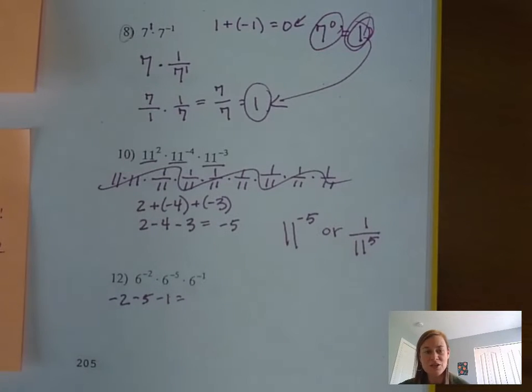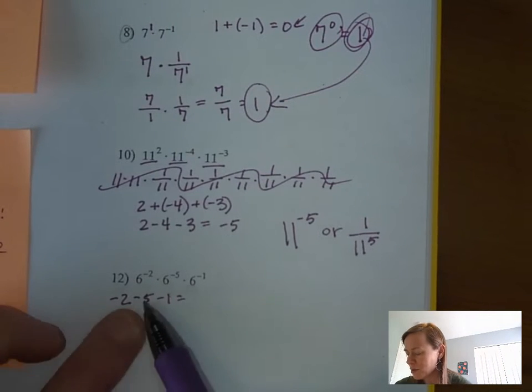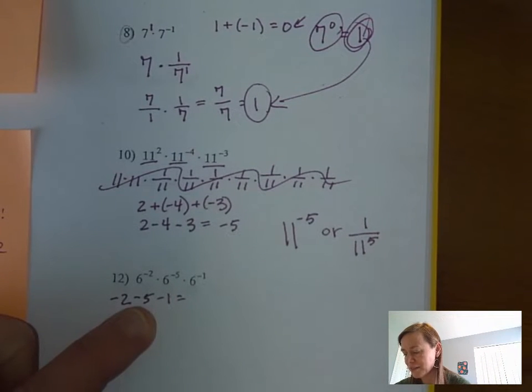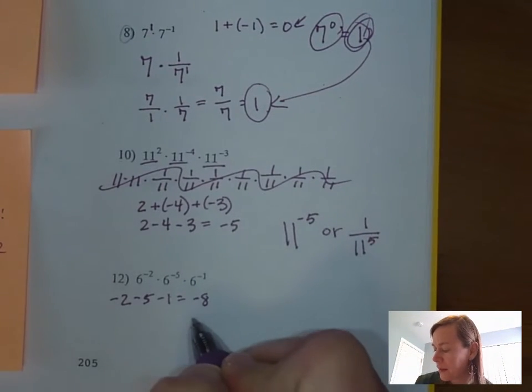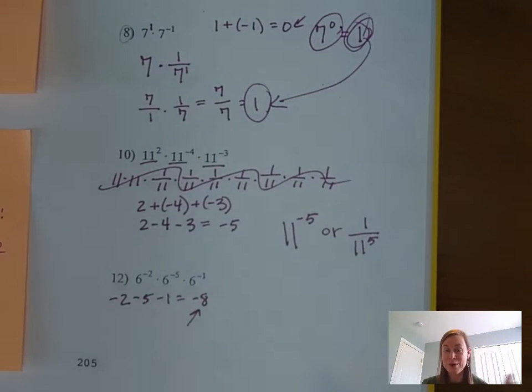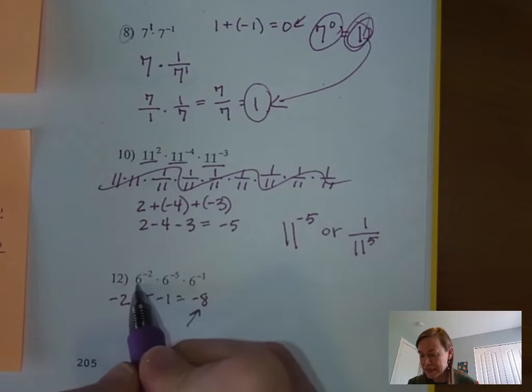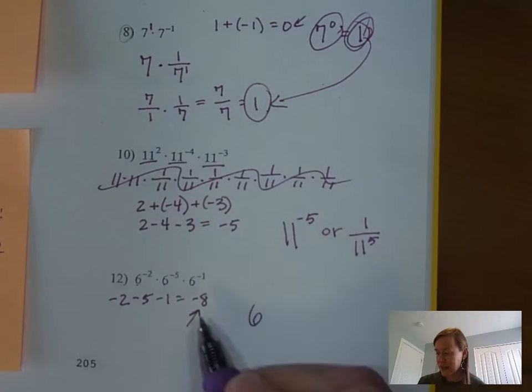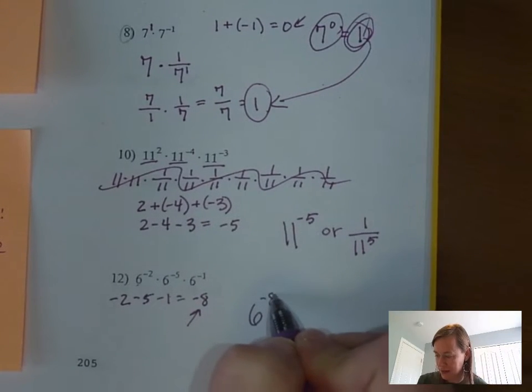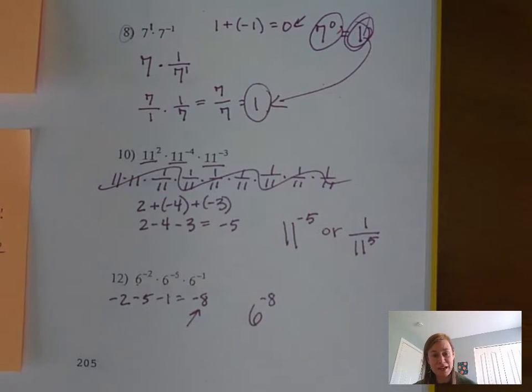And if you would like to use your calculator and just enter those negatives carefully with it, totally, go for it. So negative 2 minus 5 is negative 7, and minus another 1 is a negative 8. So is this my final answer? No, this is my exponent, but we still need to write the base. The base is the same as it was up here. So the base is a 6, and the exponent is a negative 8. So there's the first half of my answer.